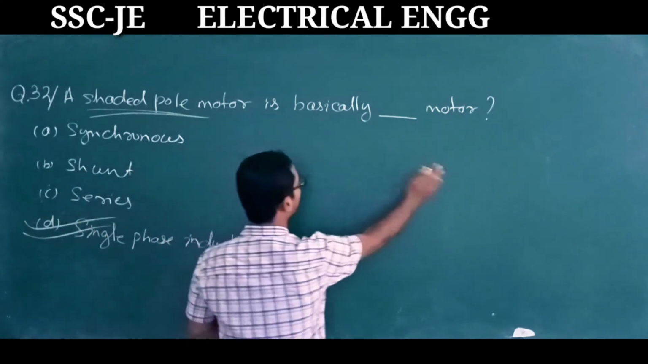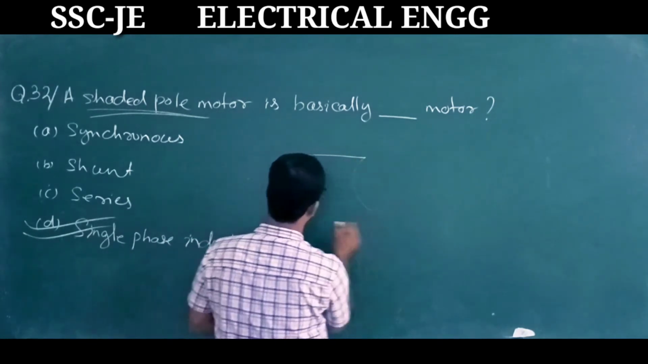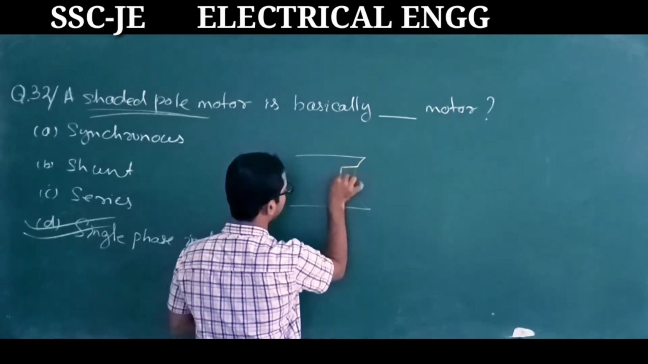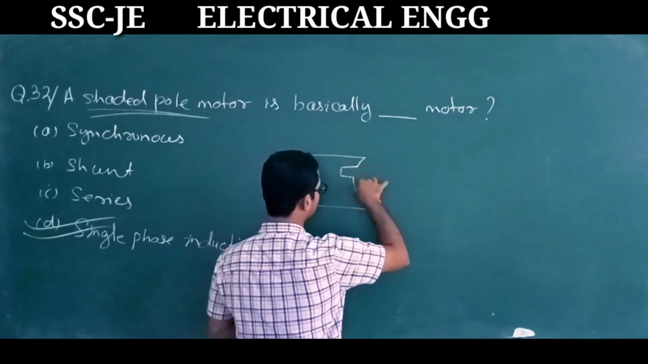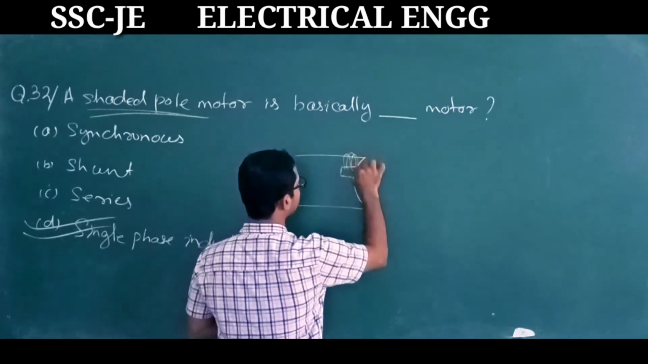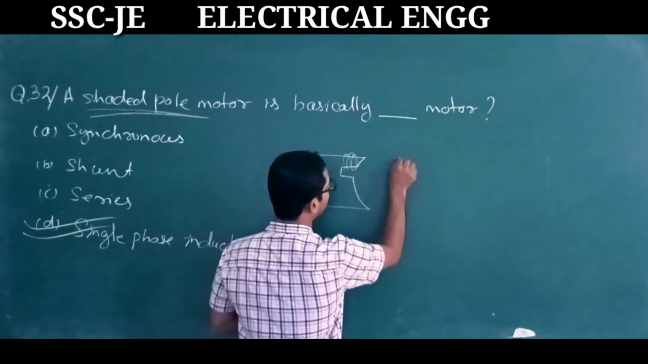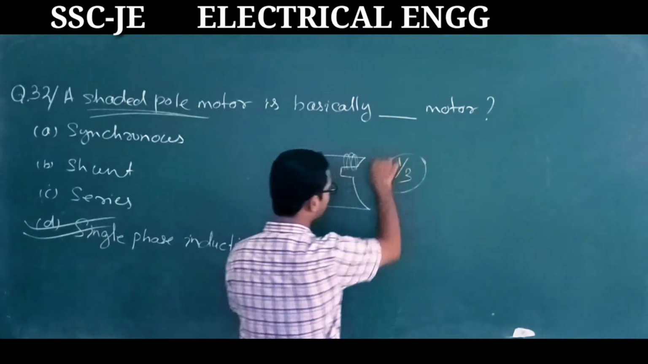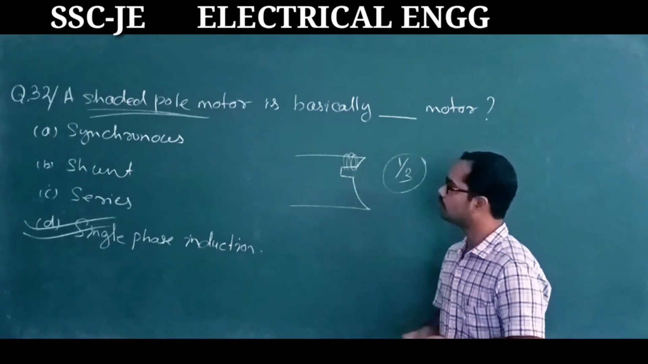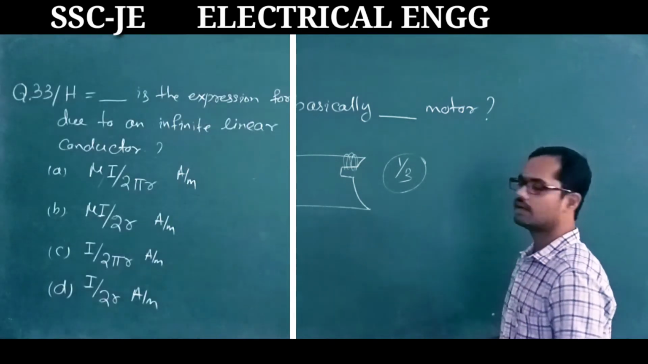Shaded pole means some portion of the pole, if this is the pole, this portion is getting shaded, which means it has a number of coils. It is wound with a coil. Basically 1/3 portion of the total pole is wound with the coil, and this is called the shaded pole motor, and it belongs to the single phase motor. Then moving to the next question.